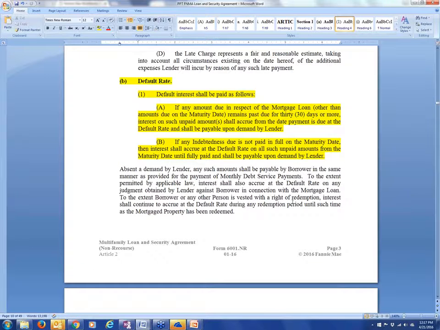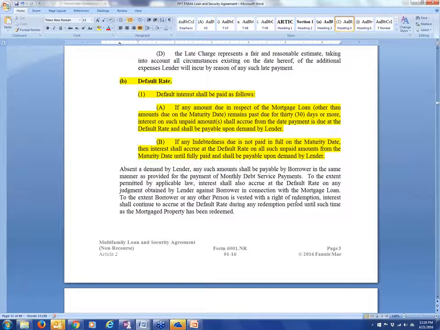Scrolling on through, here's the default rate. Okay? The default interest rate shall be paid if any amount due in respect of the mortgage is more than 30 days past due, or if the indebtedness is not paid in full on the maturity date. Okay, well, what is the default rate then? How much do I pay? Well, you've got to wait for the definition section, and I'll shock you.